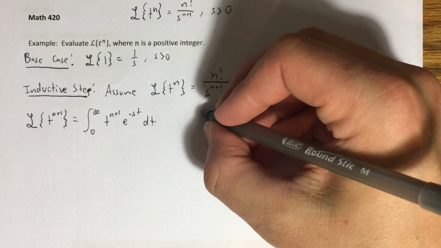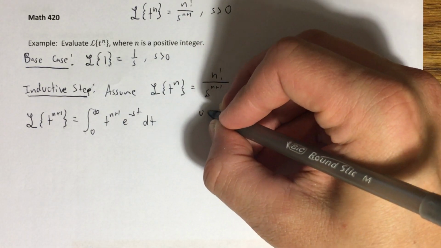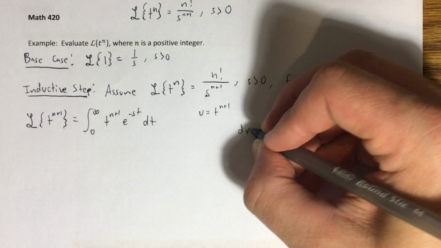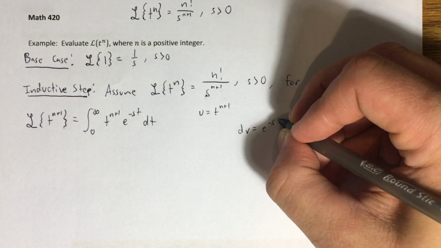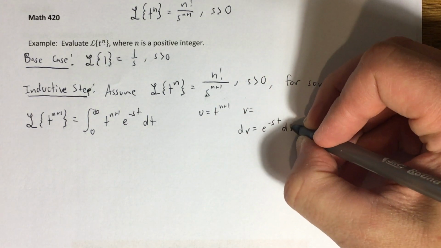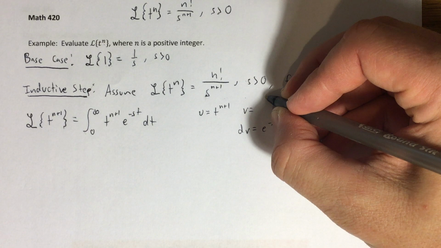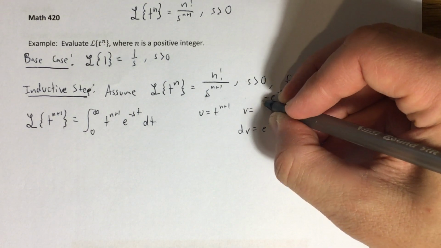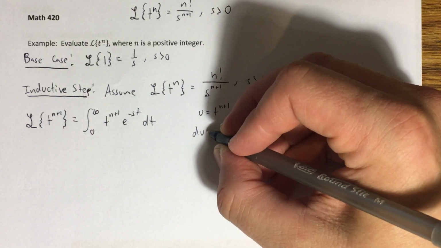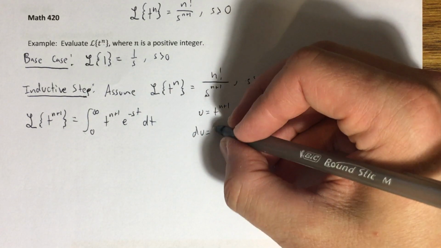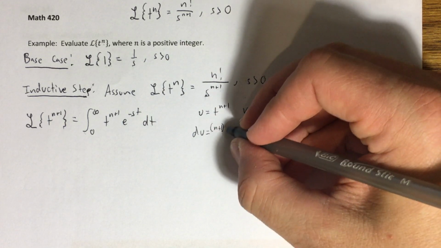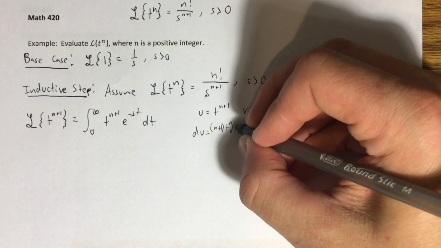So what would integration by parts look like? Let's figure that out. u is going to equal t to the n plus 1 in this example. dv will equal e to the negative st dt. v is going to equal negative e to the negative st over s. du is going to equal, I didn't leave myself a ton of room, n plus 1 times t to the n dt.